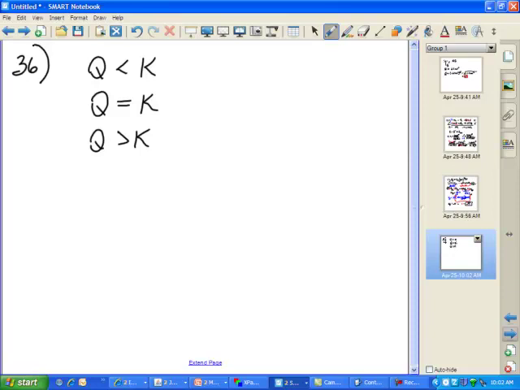So when Q is less than K, that means we're not at equilibrium yet. We need to get closer to equilibrium. So if you have a really small number, for example 1 over 100, and you need to get closer to K, what has to form more, the products or the reactants? Remember, this is product over reactant, all of our expressions. So we need to form more product, and that's what the reaction's going to do. It's going to proceed to the right. Okay?